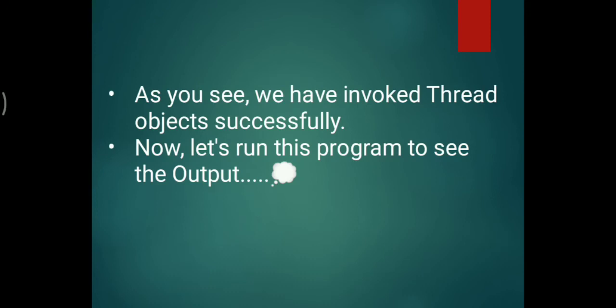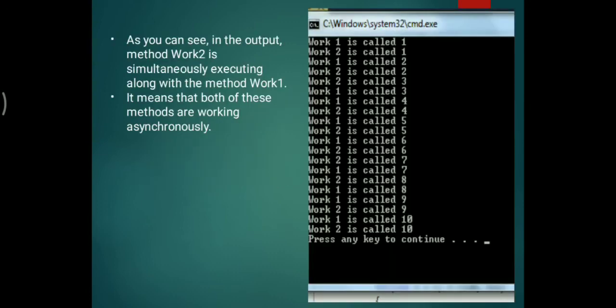Okay, we have invoked the thread object successfully. Let's run the program to see the output. Just imagine there is some set of code to be implemented inside the work1 function and the work2 function. This is the output of the above two methods.